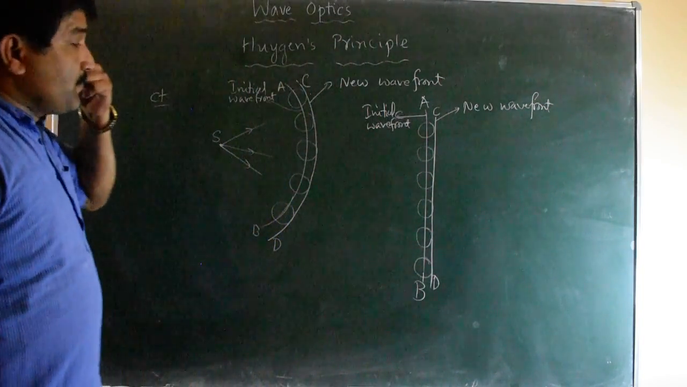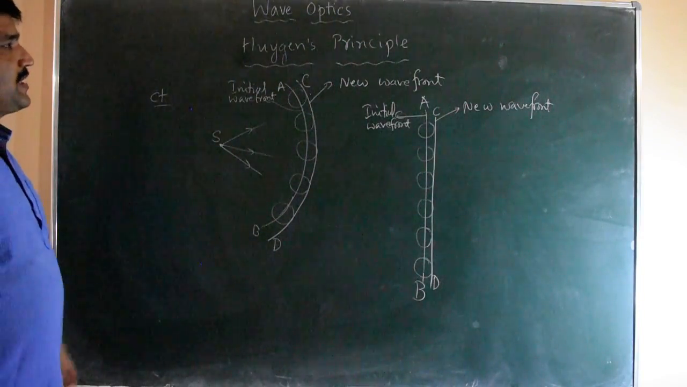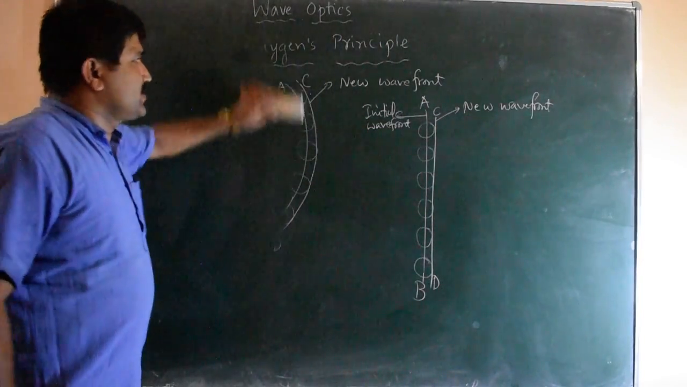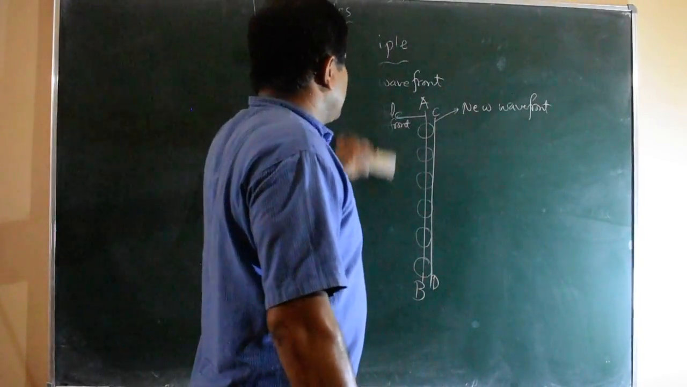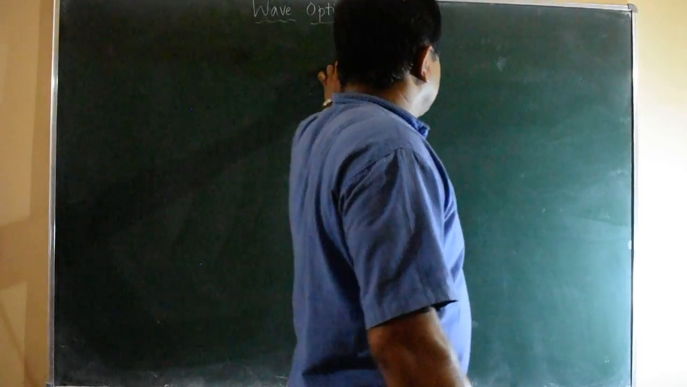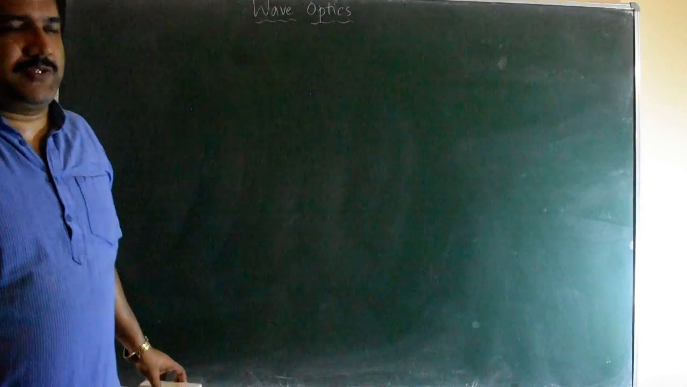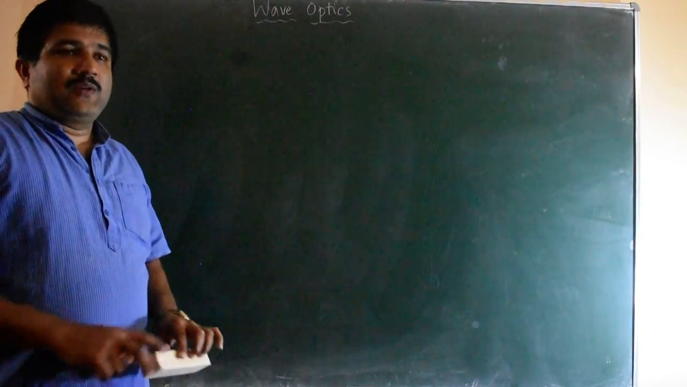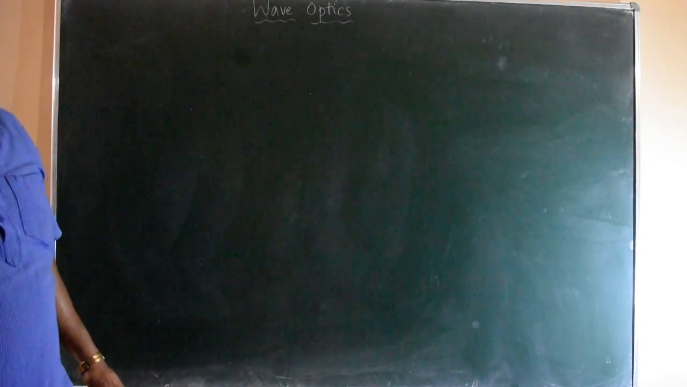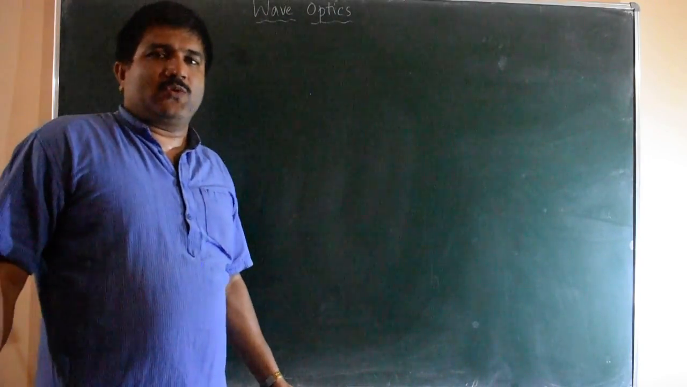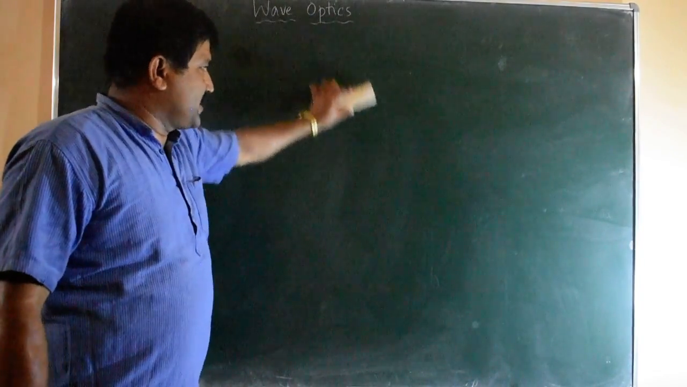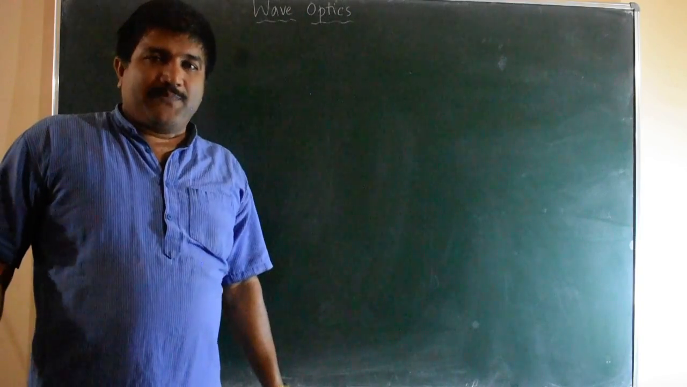So this is about the Huygens principle. Now using Huygens principle, we can derive two laws of ray optics. One law is Snell's law, which is for refraction, and another law is the law of reflection, that is, angle of reflection is equal to angle of incidence. So those two laws we are going to prove using the Huygens principle.